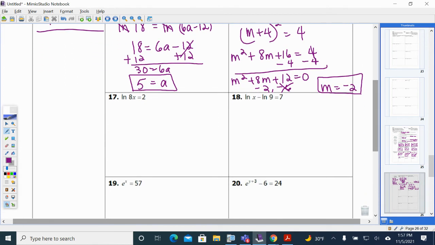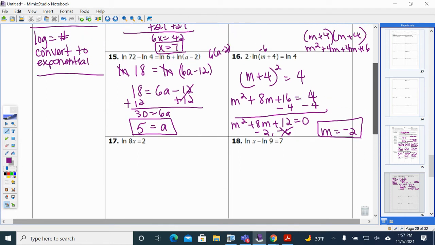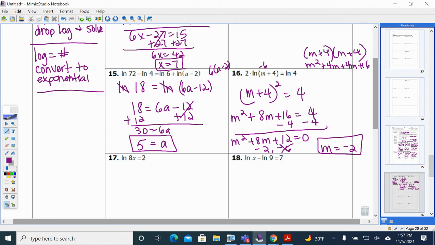All right, now let's look at numbers 17 and 18. 17 and 18 have a log on one side. So this is your log equals a number. Log equals a number. So the thing here is to convert to exponential. And anytime you see natural log, you've got to think that the base is an e. So this is going to be rewritten as e squared equals 8x.